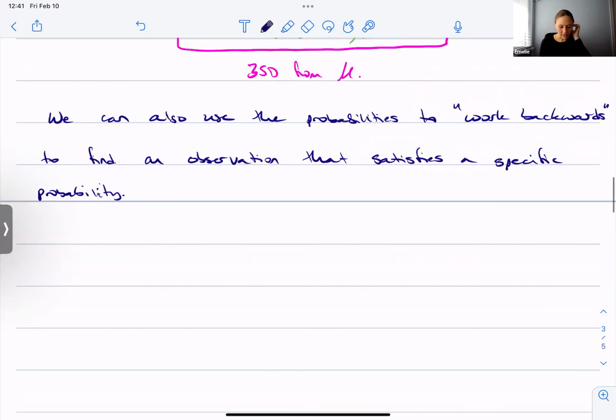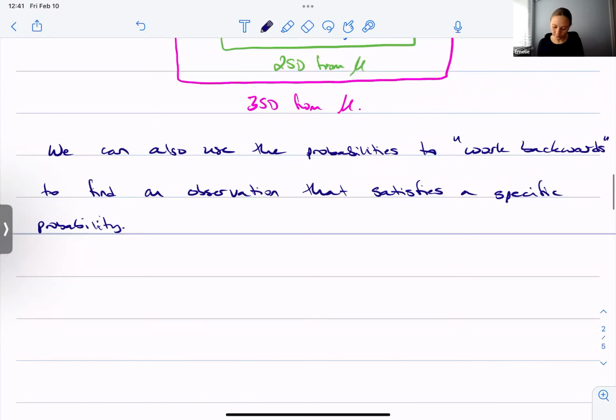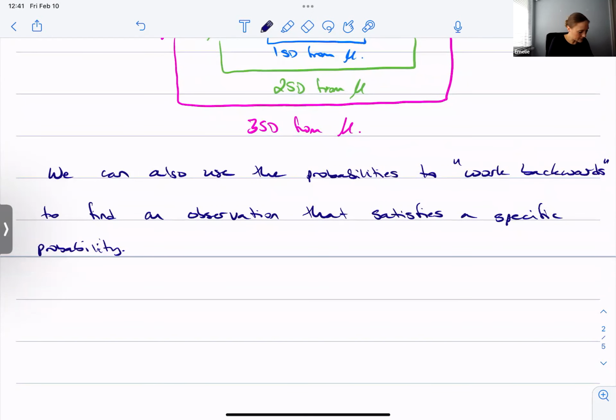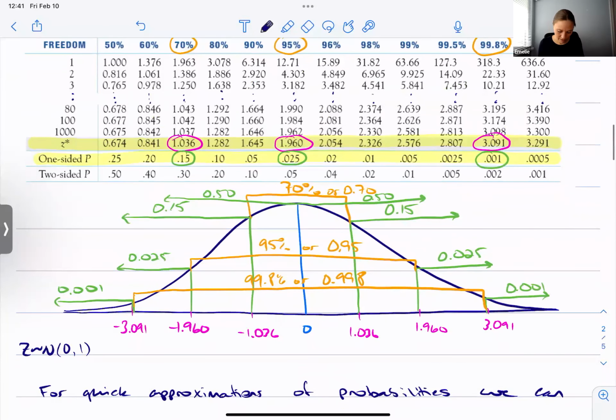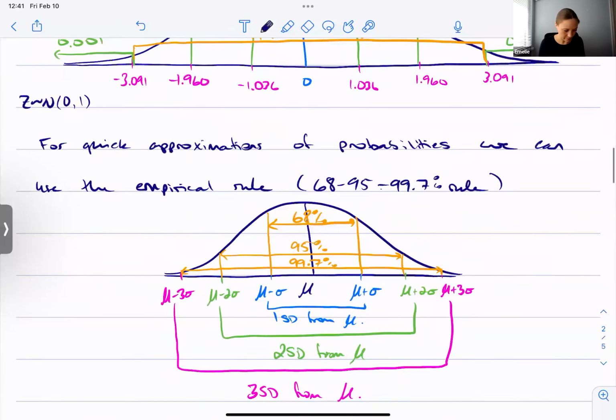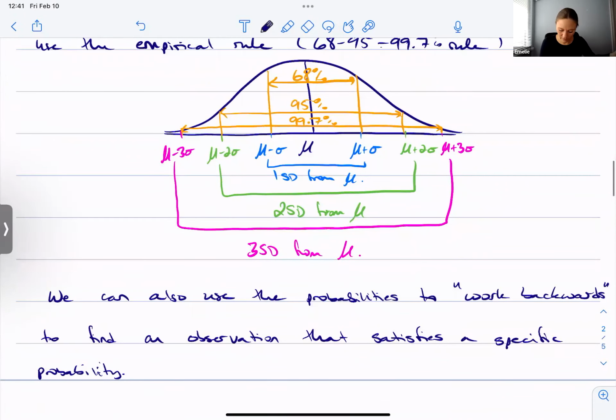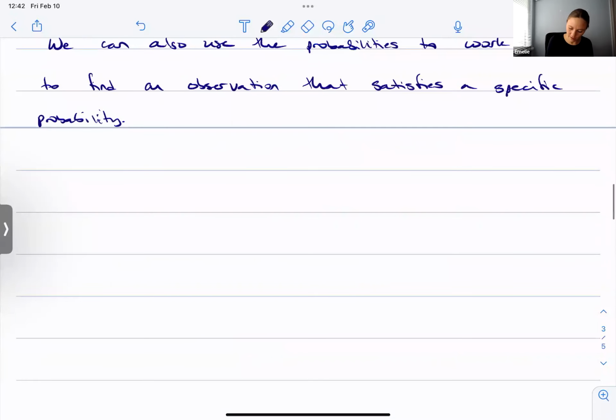So let's see here. Do I have an example? Let me just make sure. Okay. Just write out this example.